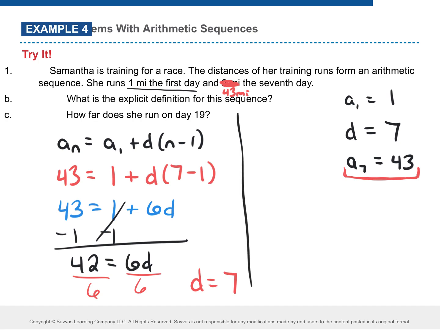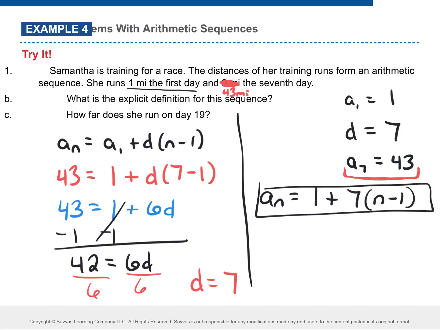Okay, so our full definition is A to the N equals, what's A1? 1. 1 plus 7 times, no, N minus 1, just that N minus 1. Yep, because this part we are just filling in the formula. And what are the 2 things you need to know for the formula? A1 and D. A1 and D. And once you have those, you can plug them into their spots. Okay, that was part A.